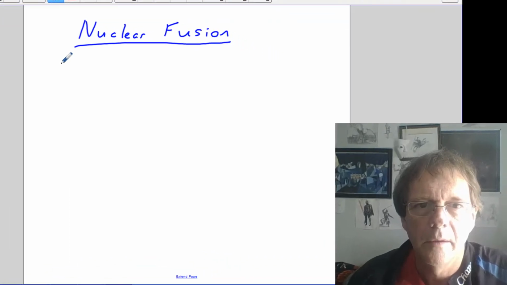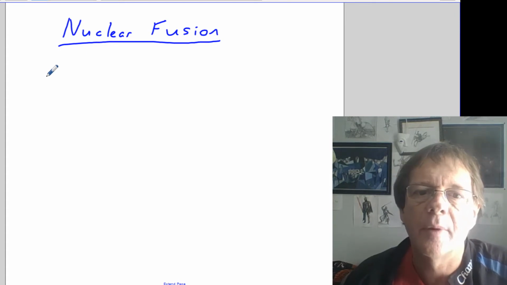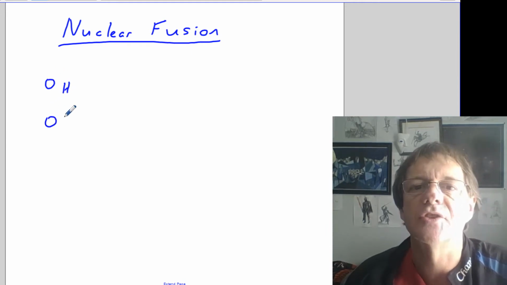Okay, we're now going to look at nuclear fusion, which is the process of fusing two nuclei together. So we've already done fission, where we split a large nucleus, but it's more common in the universe for small nuclei like hydrogen to actually join together, or fuse, and become a larger nucleus.